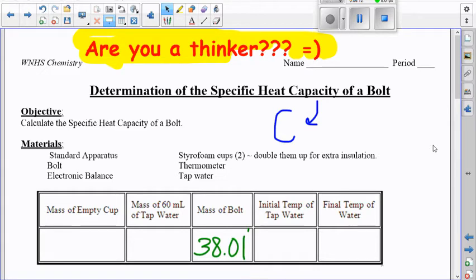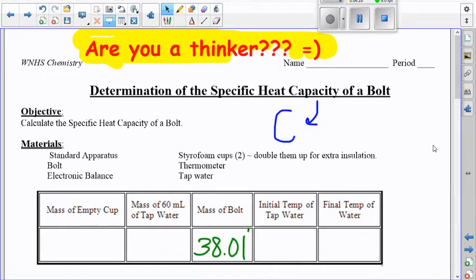So I'm going to do a little experiment. I'm going to fill out this chart. So I got the mass of the bolt. I wrote that down before you guys came in. And now what I'm going to do is get a cup. I'm going to fill it with water. I'm going to drop that bolt in. You can see how the temperature changes.